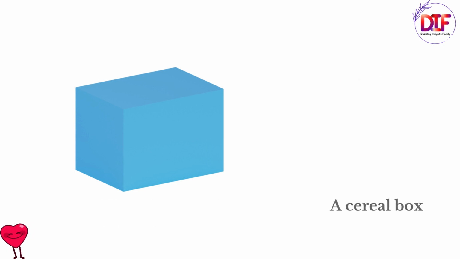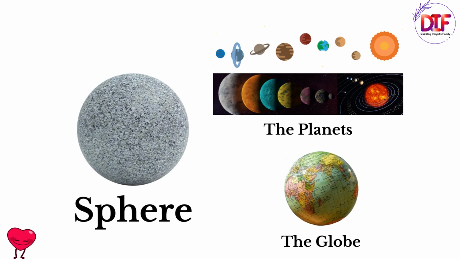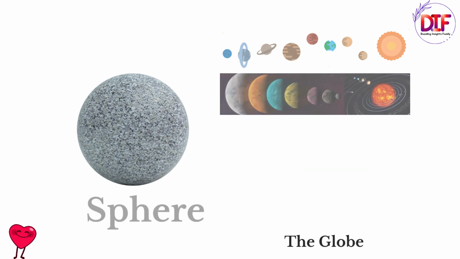And another one that we have is sphere. We know that the planets are spherical in shape. Also, our globe is spherical in shape. So those are good examples of a sphere. Can you look around you and find out other things that are spherical in shape? Though they are not here, I might give you a hint. An orange is spherical in shape. A ball is spherical in shape. Okay, those are the shapes that we have.